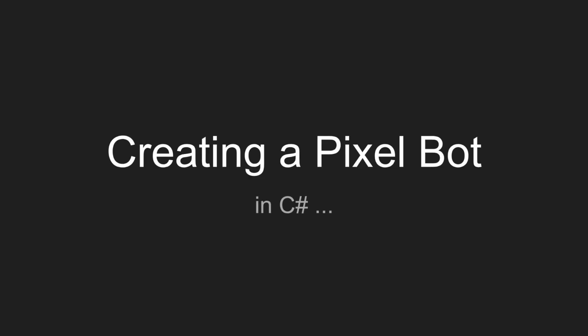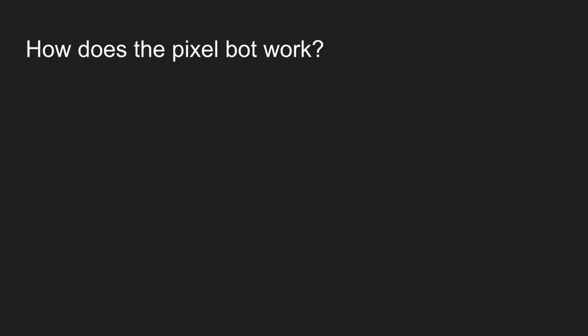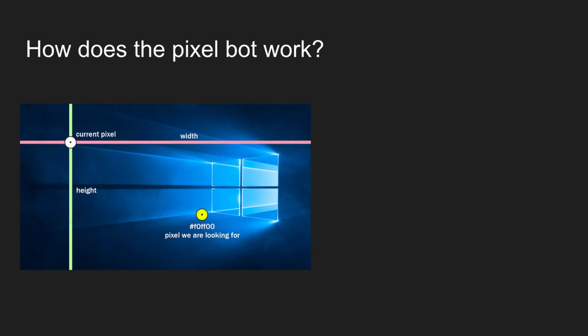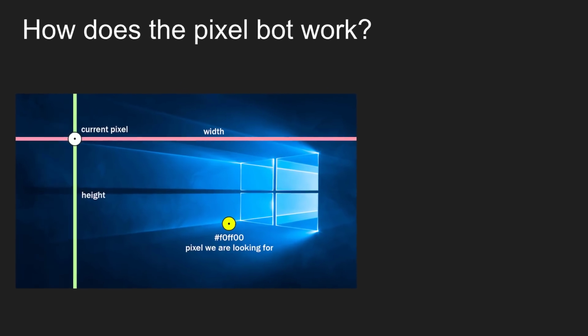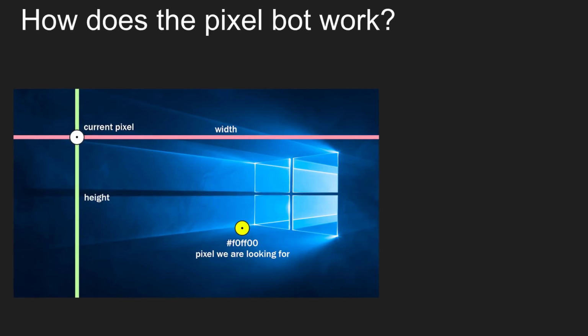Creating a pixel bot in C#. So how does this pixel bot work? Well, we have a particular pixel, and as you can see, there is the width and the height of our screen. And in this case, the current pixel has the color F0FF00, for example.